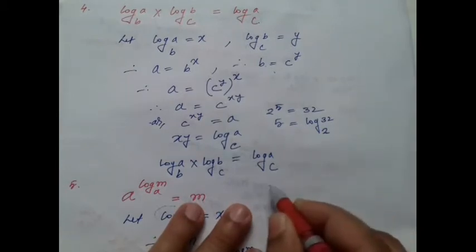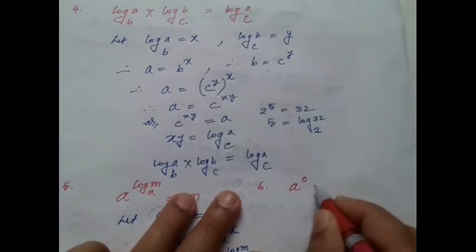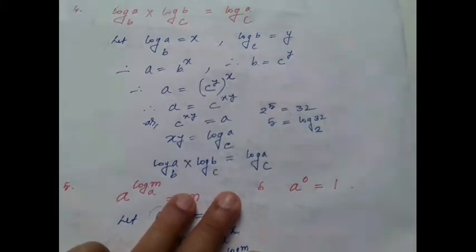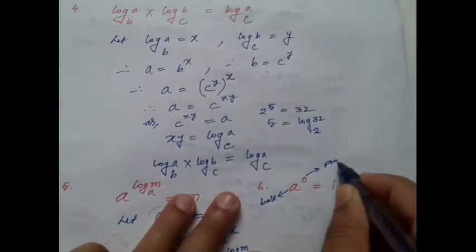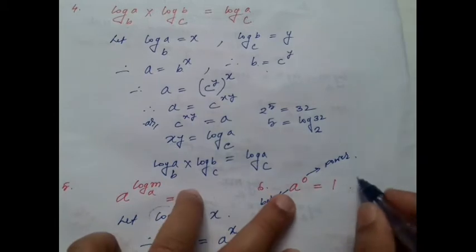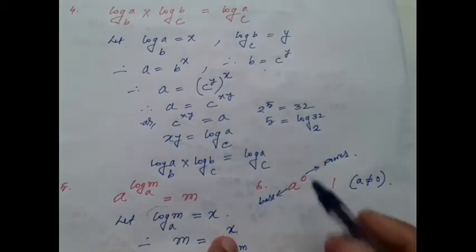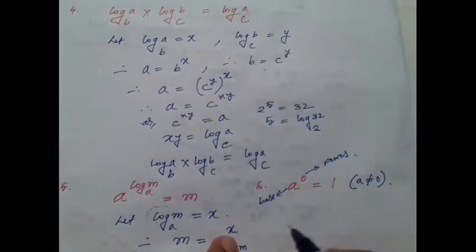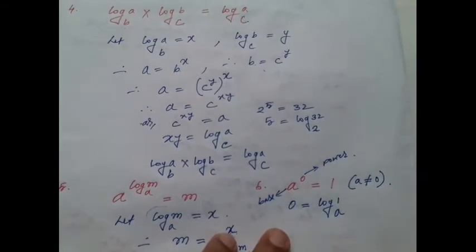Okay, now some basic things I am writing in number 6, that is a to the power 0 equals 1. Here a is the base and 0 is the power. We have to consider one more thing, that a is not equal to 0, because 0 to the power 0 is undefined. So a to the power 0 equals 1. Now the power 0 can be written as 0 equals log 1 to the base a. Whatever be the base, if we have log 1 to the base anything which is not equal to 0, it will provide 0.